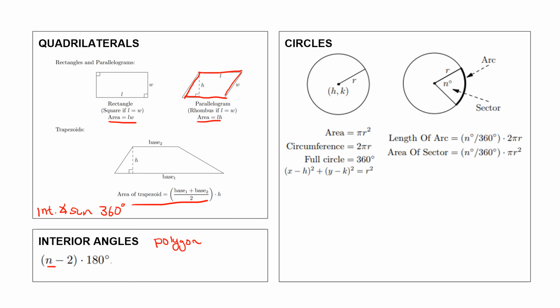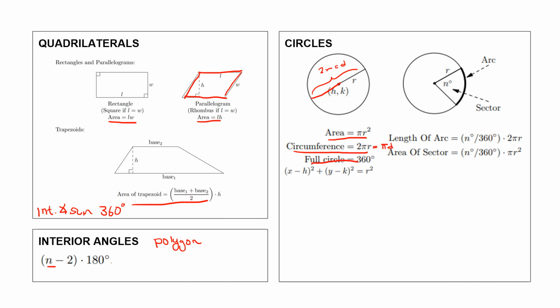Now circles have a few properties. Area equals pi r squared. Circumference equals 2 pi r. And we should note that 2r is the diameter. So we can also say that the circumference is pi d.